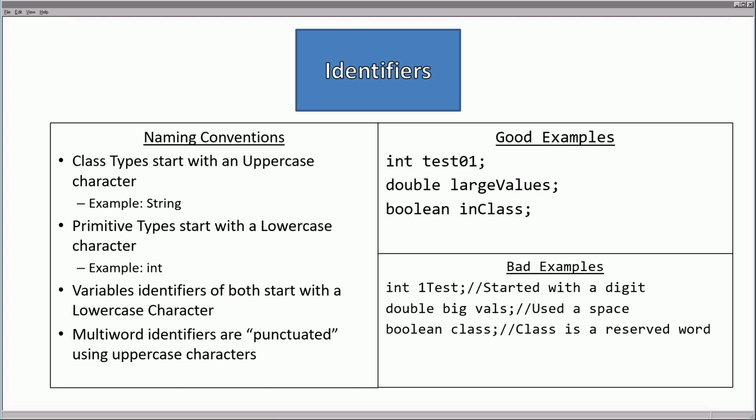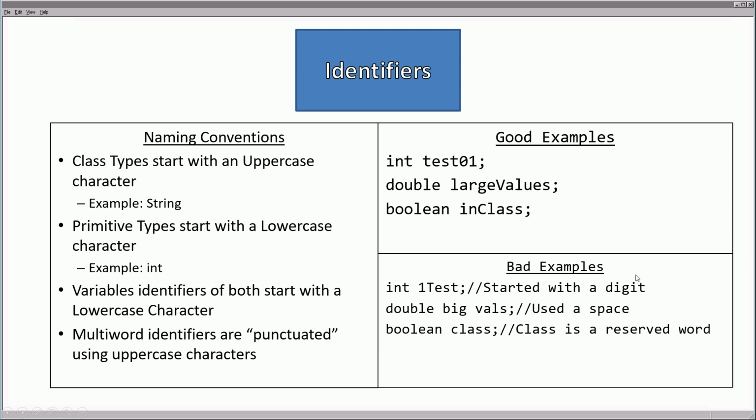Now over here we have some good examples. As you can see, this starts with a lowercase character, and it does not start with a digit. We just put those at the end there, so test1. This double has 2 different words, large and values. Notice that we uppercase the V, and this makes it a little more readable for us. Same thing for boolean, isClass. We lowercase the first character, but then uppercase every word after that.